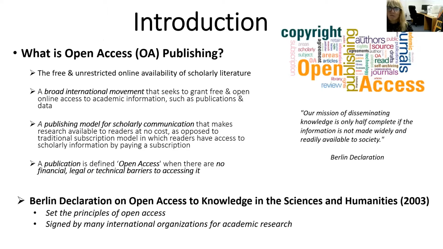So a background, what is open access publishing in general? It's basically the free and unrestricted online availability of scholarly literature. It's also a broad international movement that is seeking to promote this open scholarship where there's online access to academic information, including publications, but also data. It's also a publishing model for scholarly communication. And this makes research available to readers at no cost, which is in contrast to the traditional subscription model in which readers have to access information and publications by paying a subscription or paywall fee. A publication is defined as open access when there are no financial, legal, or technical barriers to accessing it.